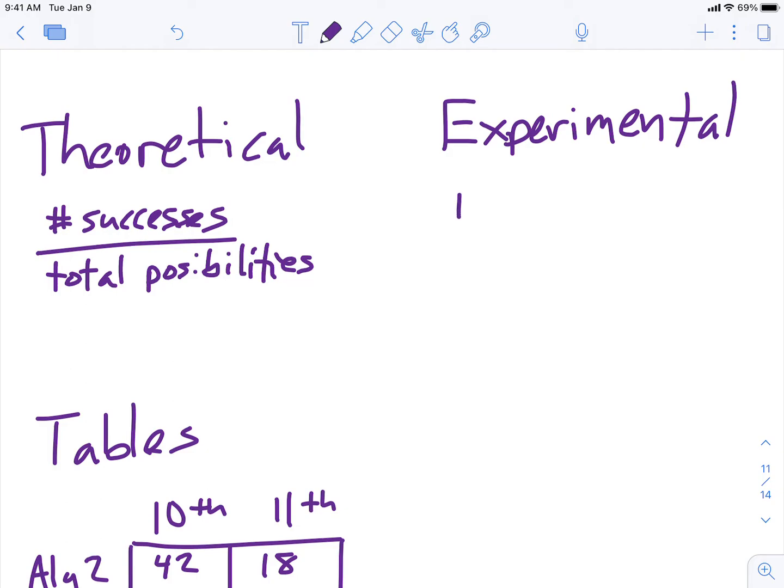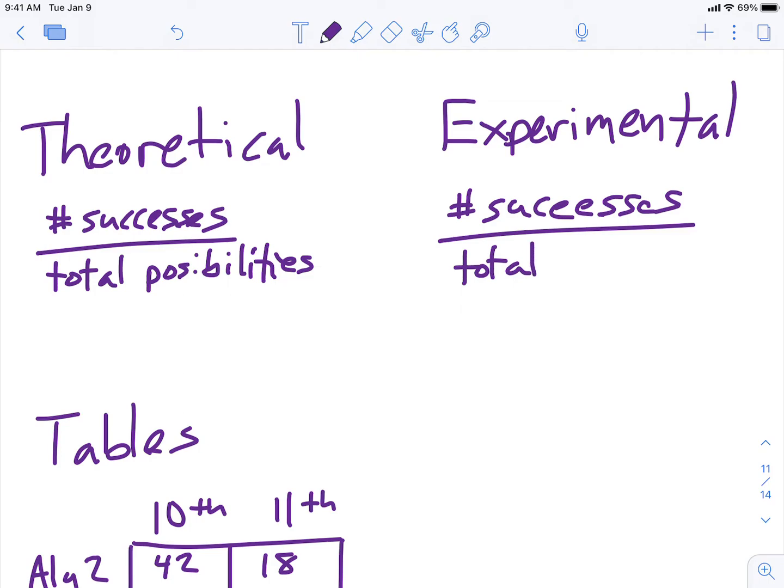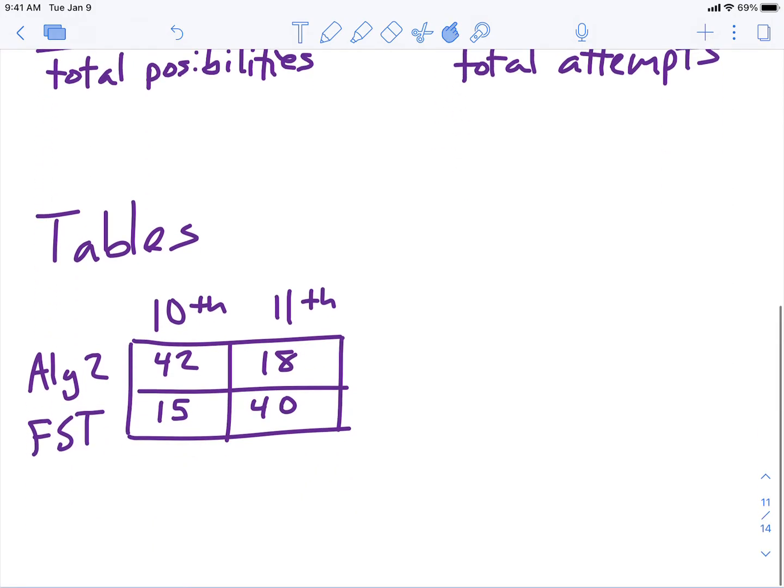Experimental, however, is the number of successes over the total attempts. So if I roll that die 100 times and the 1 comes up, I don't know, 16 times, it would be 16 over 100. I had 16 successes out of 100 total attempts. All right, the table ones.